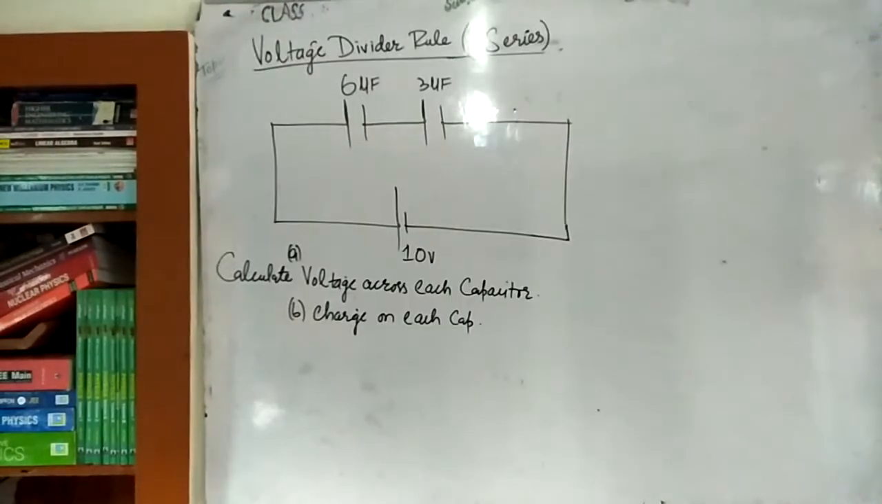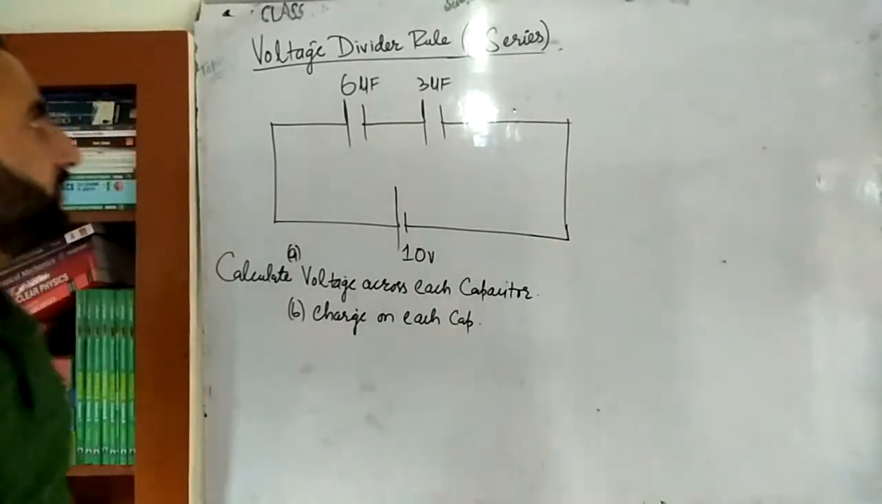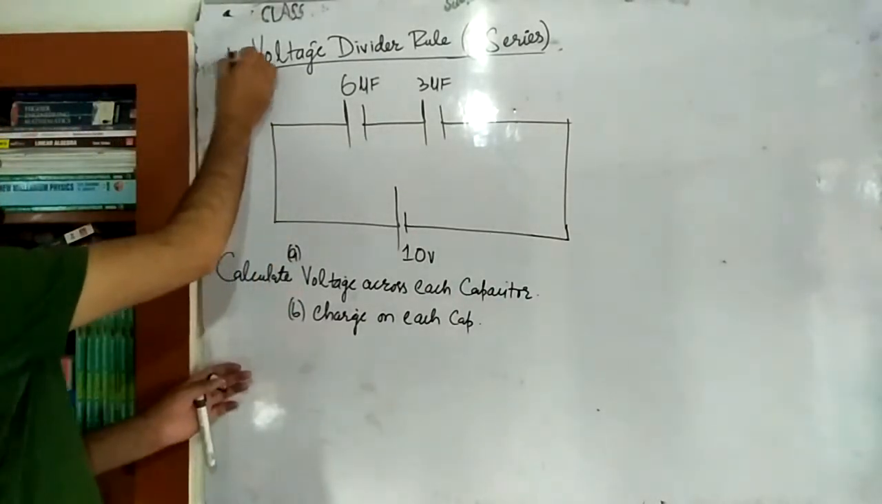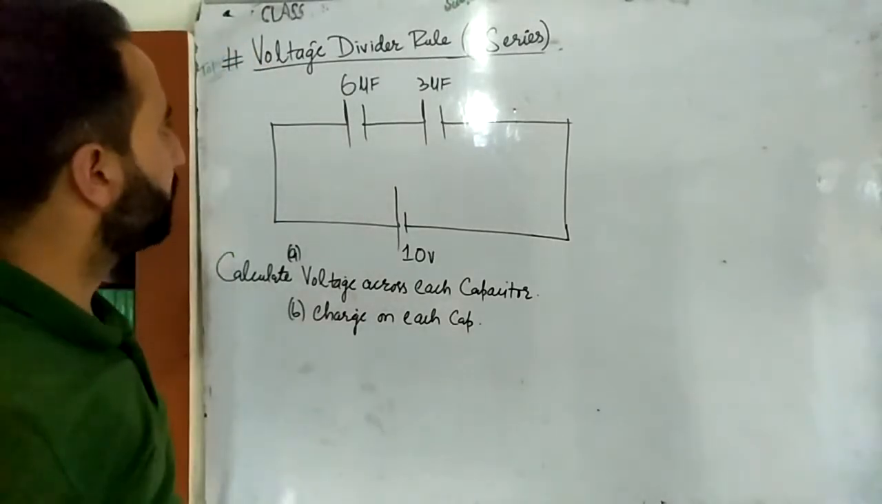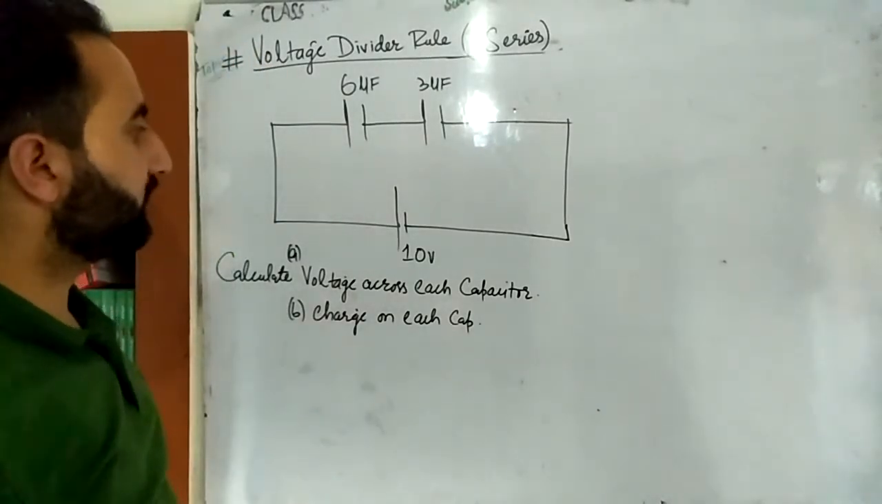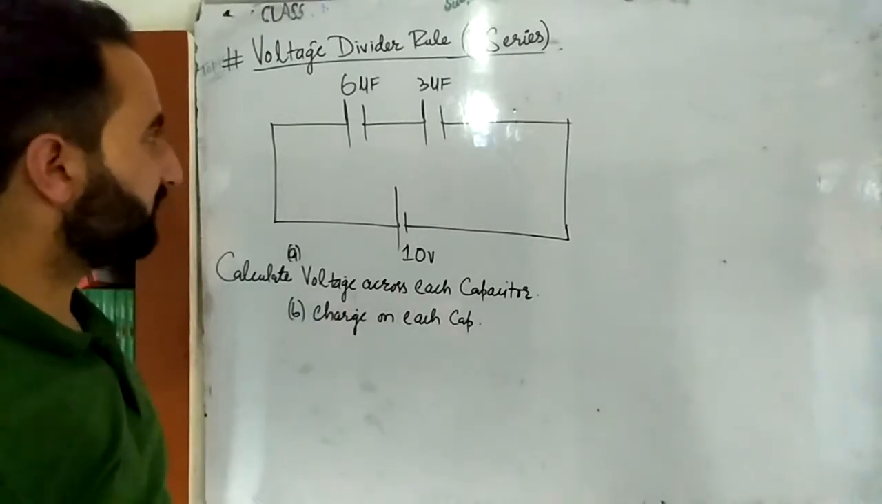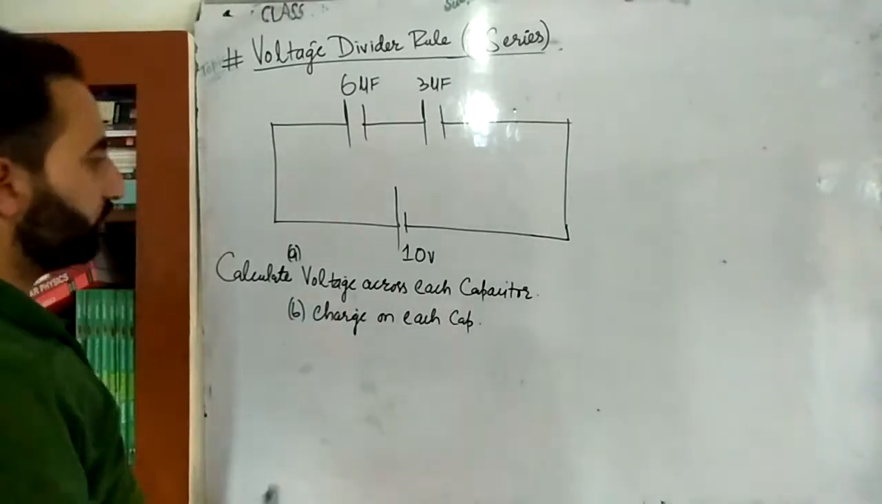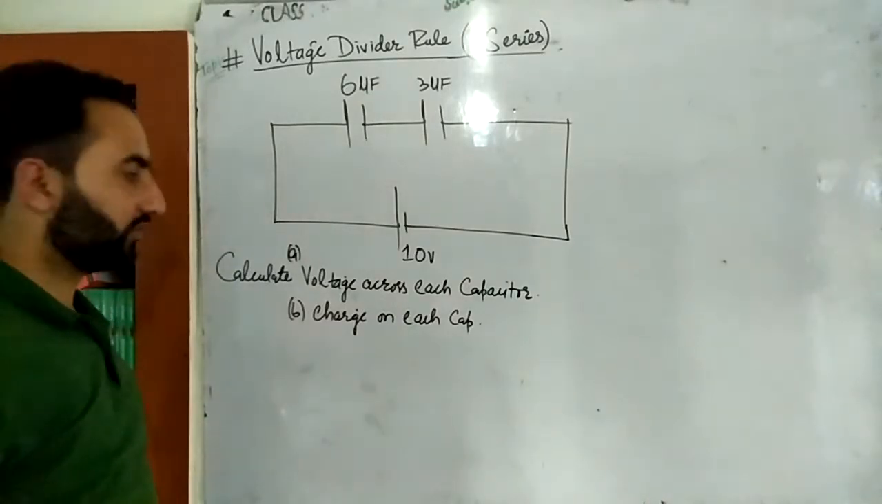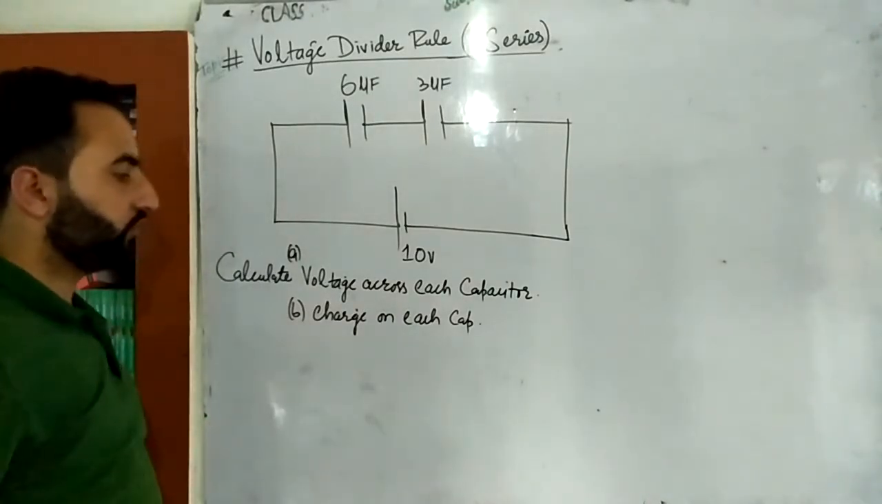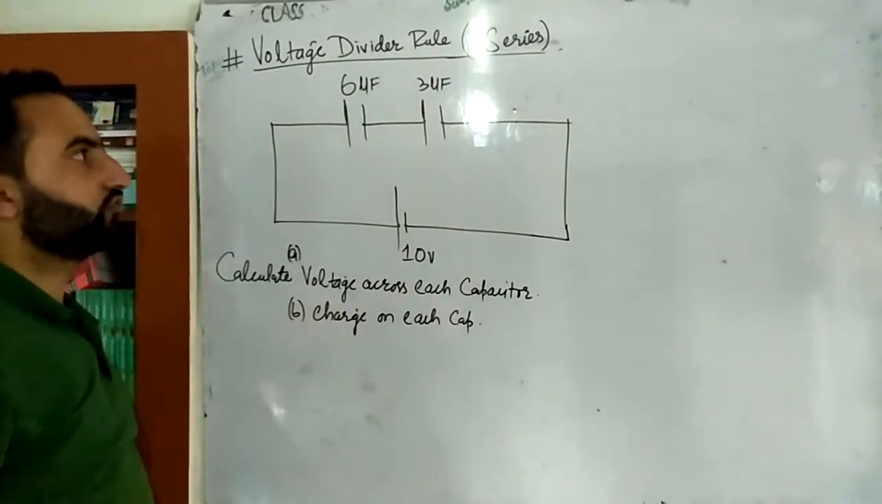Okay, important problem. Now this is the voltage divider rule for series. These are two different capacitors, 6 microfarad and 3 microfarad, and here this is a battery whose potential difference is 10 volt. The question is to calculate the voltage across each capacitor, or potential difference across each capacitor. That means V1 and V2. Then calculate the charge on each capacitor. That means Q1 and Q2.